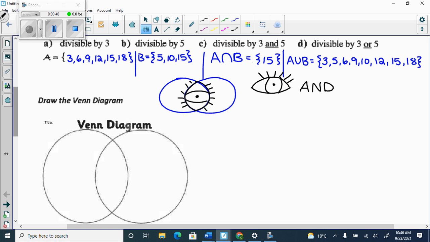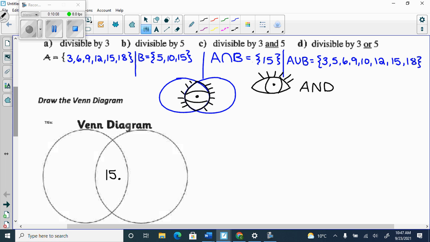So in the eyeball shape, we put what's in the and. What's in the and? 15. So that's all I'm going to list in here. And I'm going to put a dot beside it because then I know it's actually the number 15, not 15 objects. Because we'll do ones where it's like 70 kids ride the bus, 20 kids drive in a car, and 10 do both, right? So that would be the number of them. It wouldn't be a specific number or item. This is the number 15 would be in both, okay?